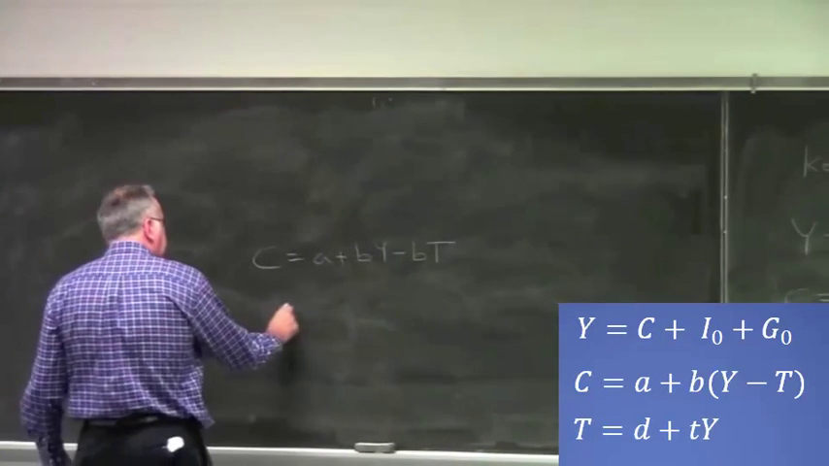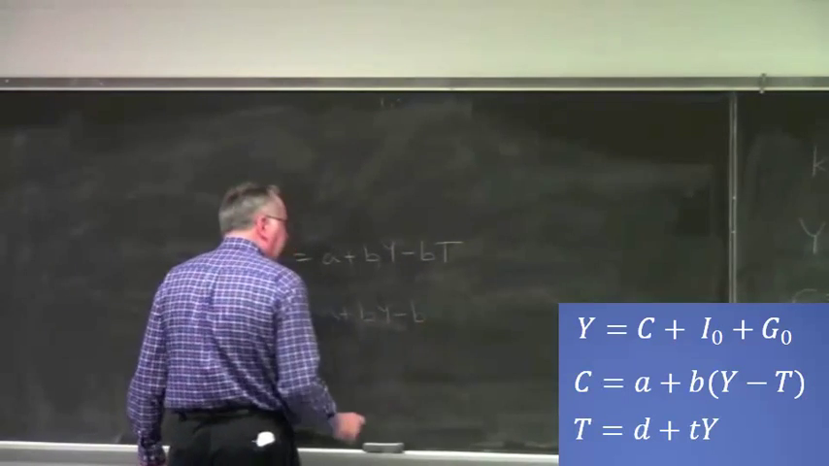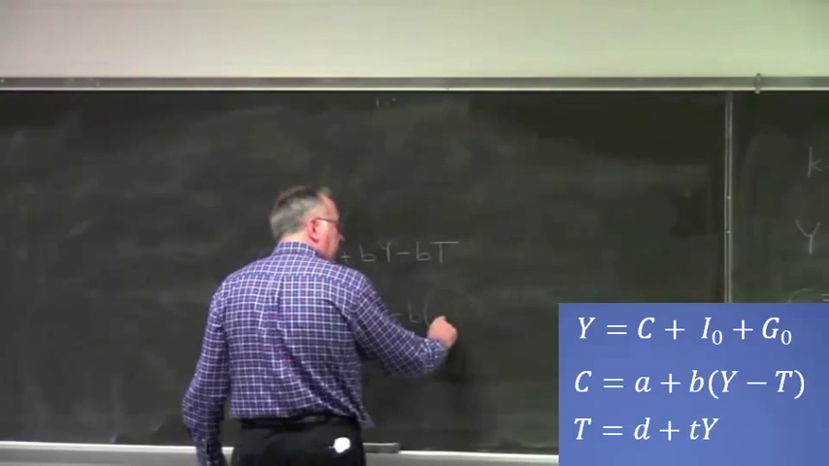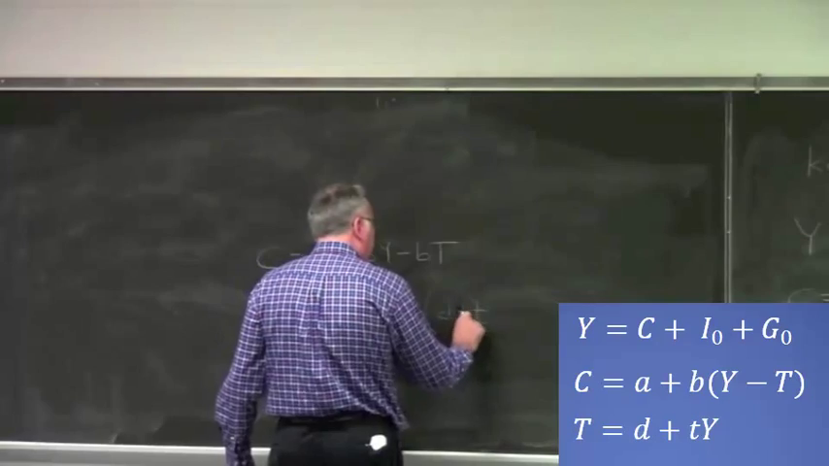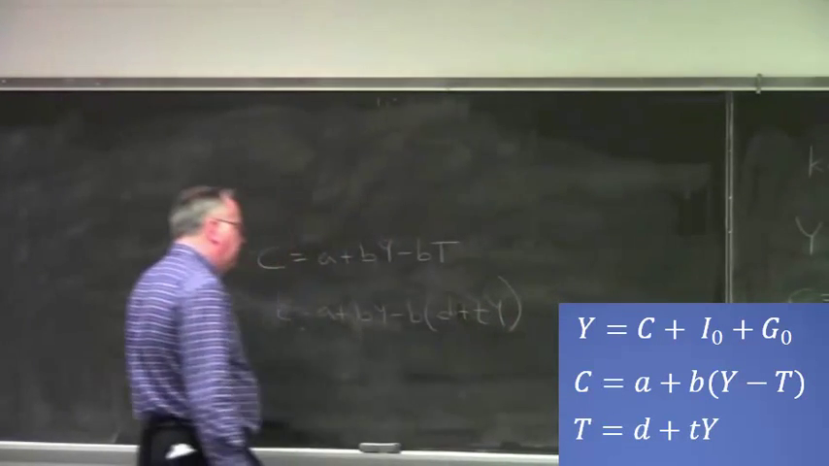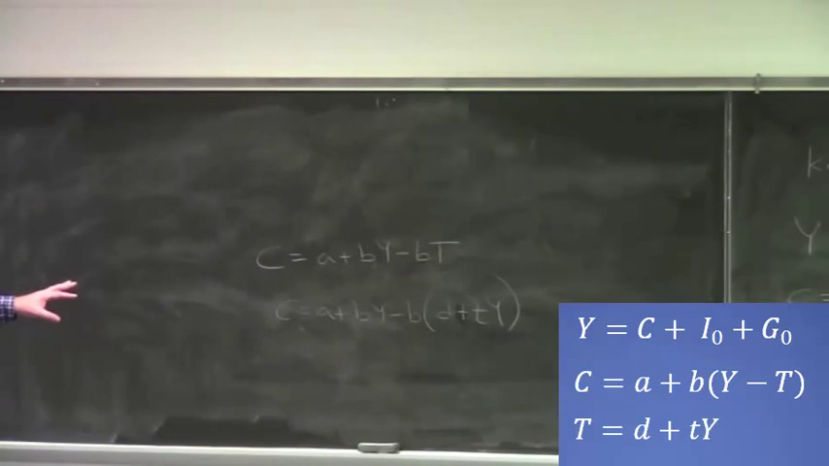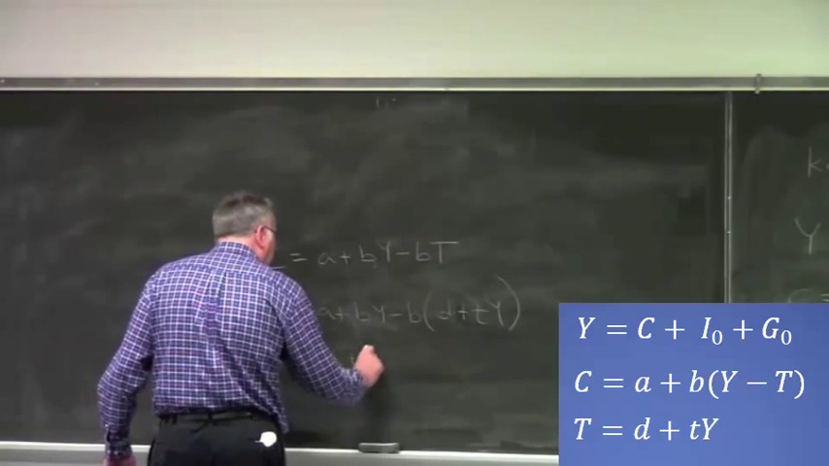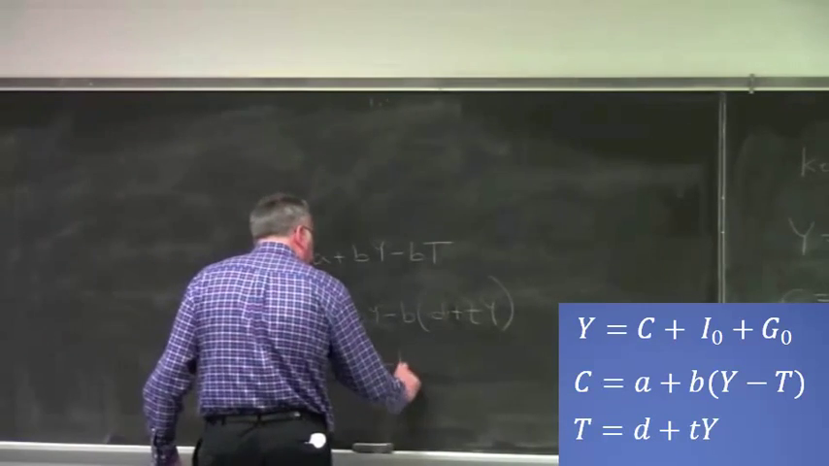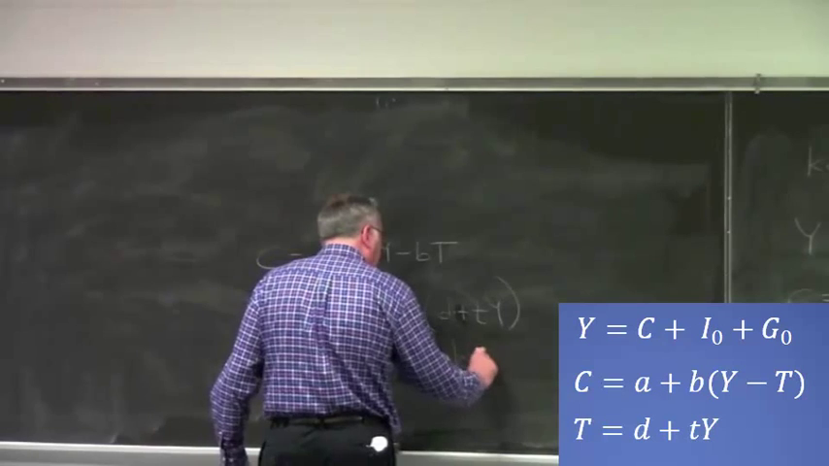And then we get C equals A plus BY minus B, and T is what? D plus little ty. Now, notice consumption is just a function of income by making that substitution. And let's just write it one more time. A plus BY minus BD minus BTY.